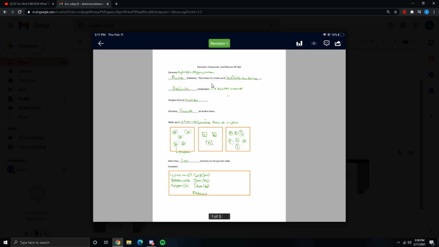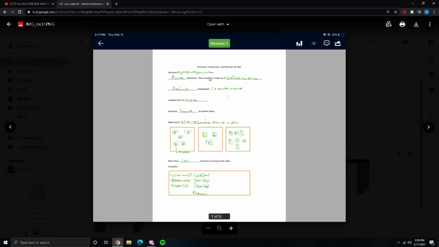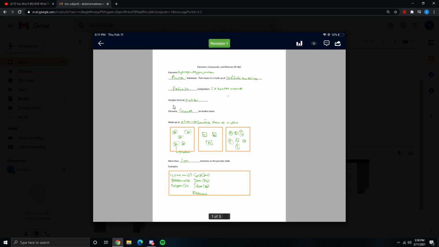So, elements. This is an example of elements: hydrogen, oxygen, carbon. The periodic table, I also have one in the video. I talked about elements and atoms, so you can check that out and like it. This is just types of elements. A pure substance means it is made of 100% the same thing.